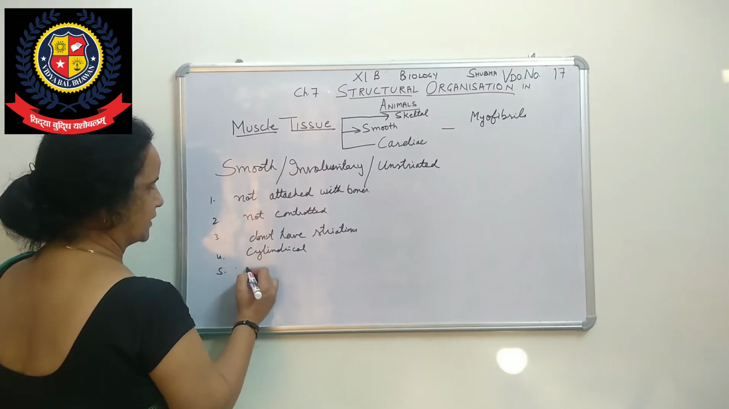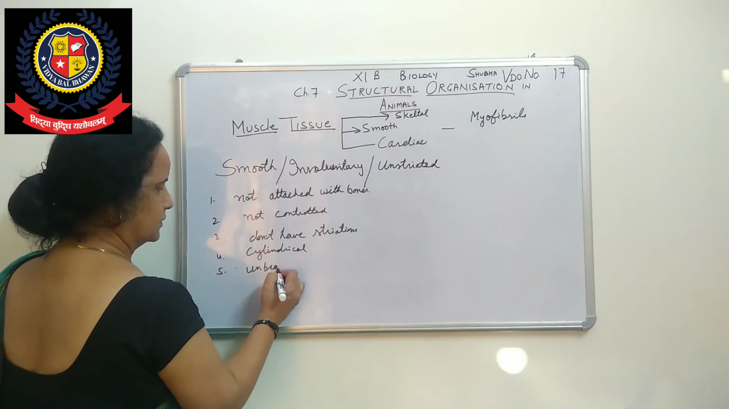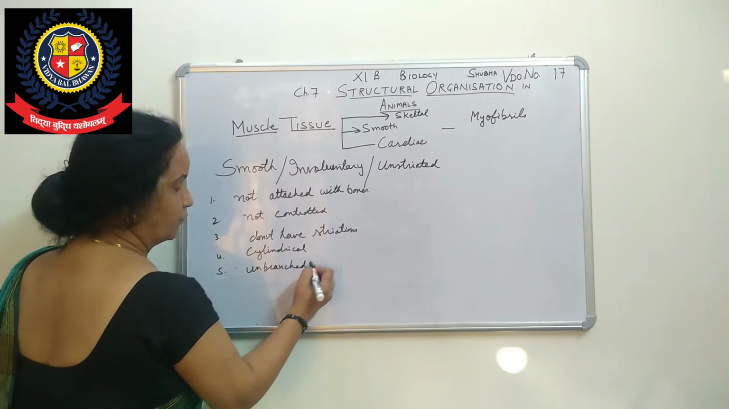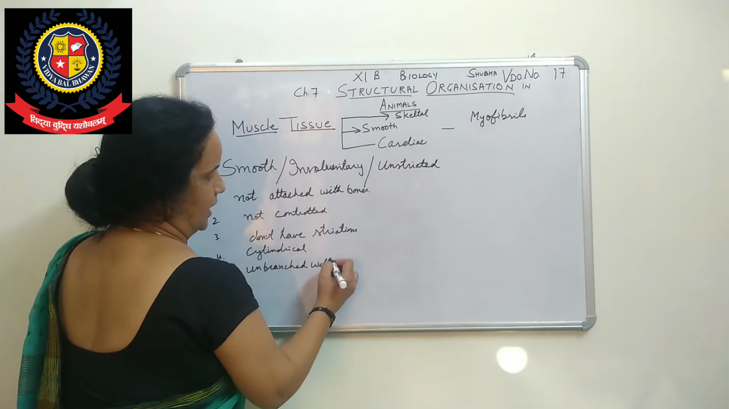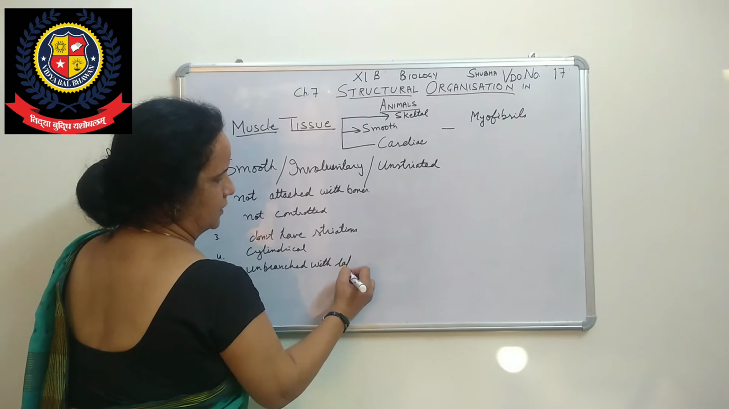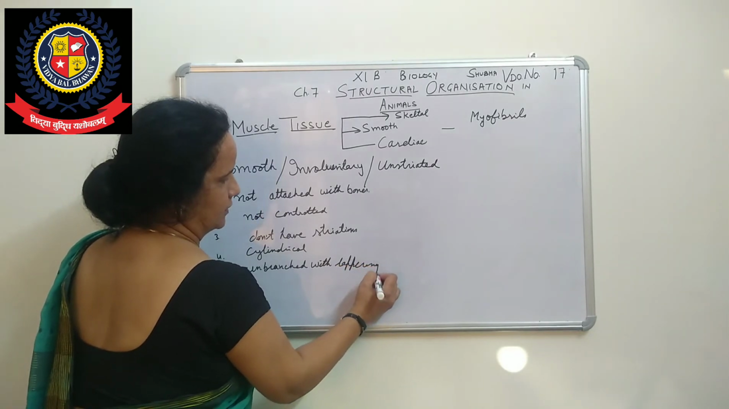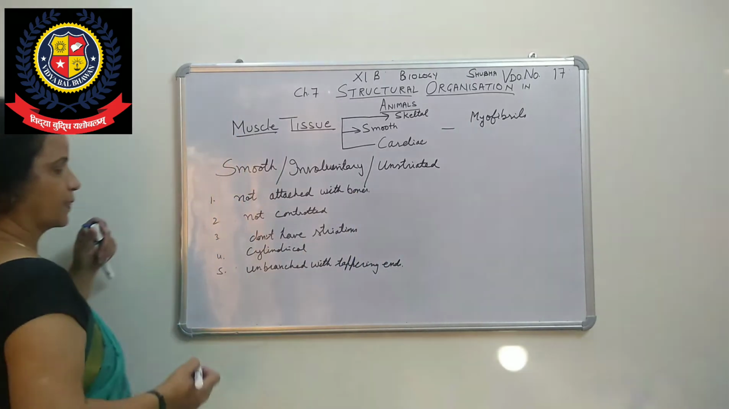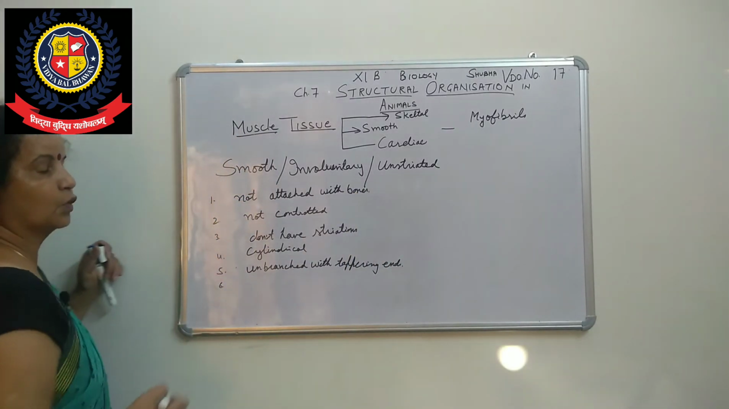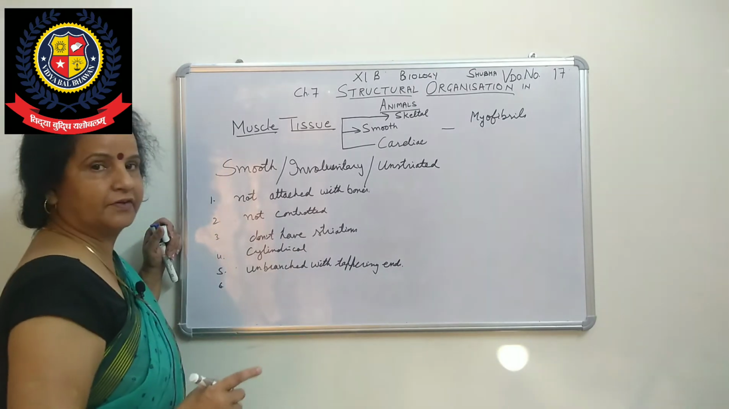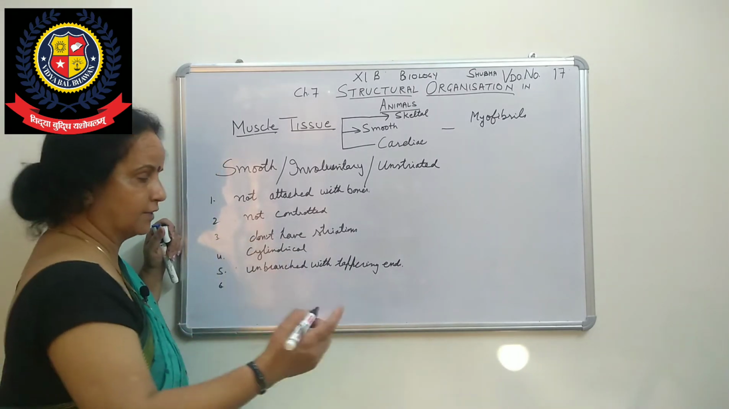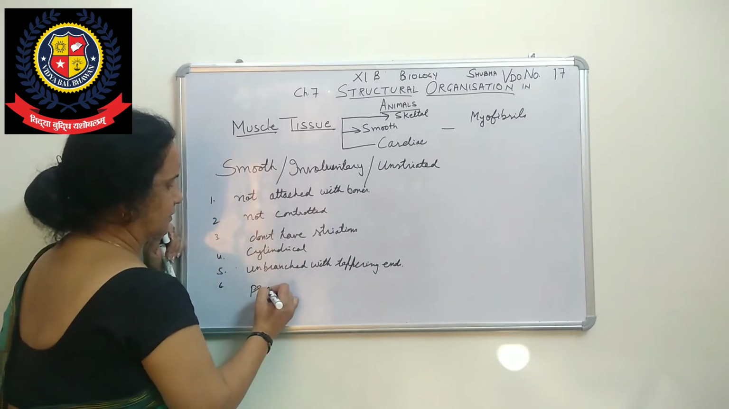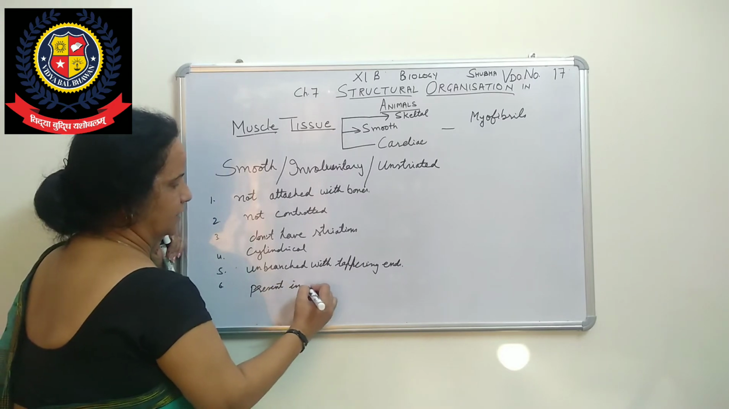Fifth one, that is unbranched with tapering ends. I will tell you what tapering ends are. Now the sixth one, location. These are present in internal organs.